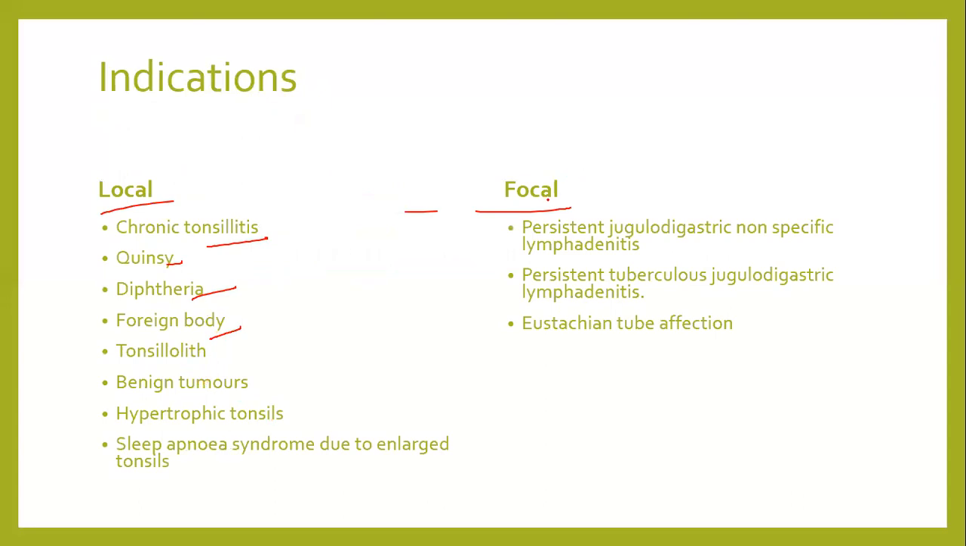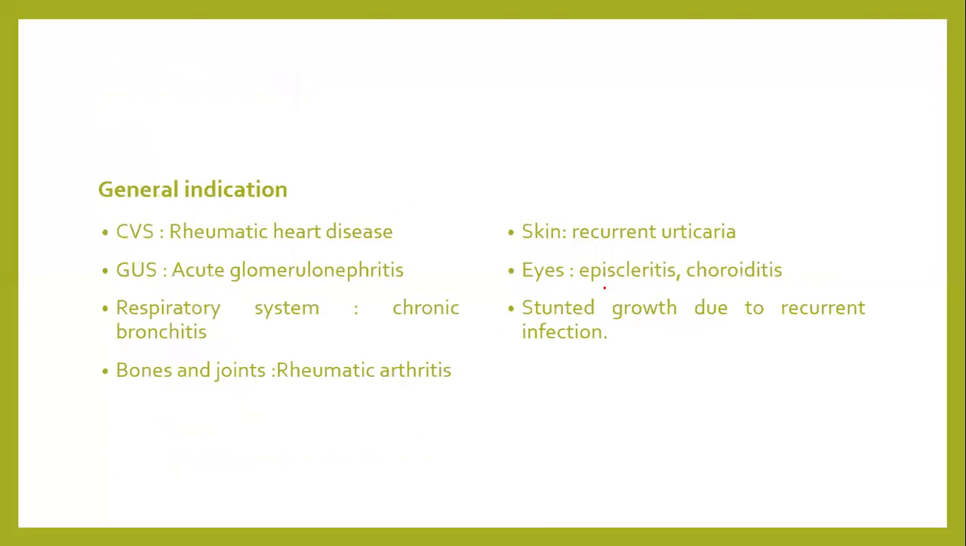Focal indications include persistent jugulodigastric non-specific lymphadenitis, persistent tuberculous jugulodigastric lymphadenitis, and eustachian tube affection. Okay, these are the typical indications of tonsillectomy.